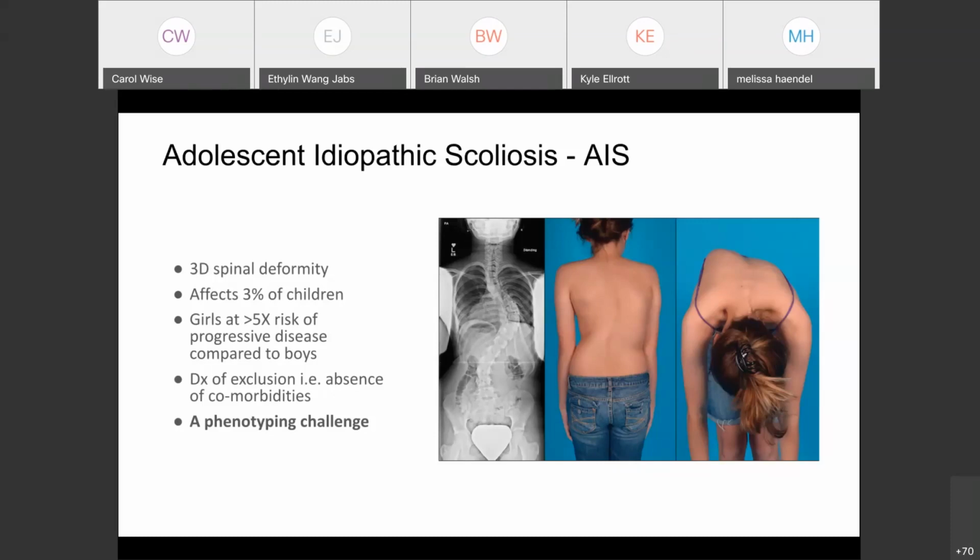Being idiopathic is a diagnosis of exclusion. So that's why I say it's a phenotyping challenge. We're looking for those subphenotypes or subclinical phenotypes that are subtle and otherwise might have been excluded. So again, the diagnosis here is excluding things like Marfan syndrome and neurofibromatosis and things like that. Next slide.